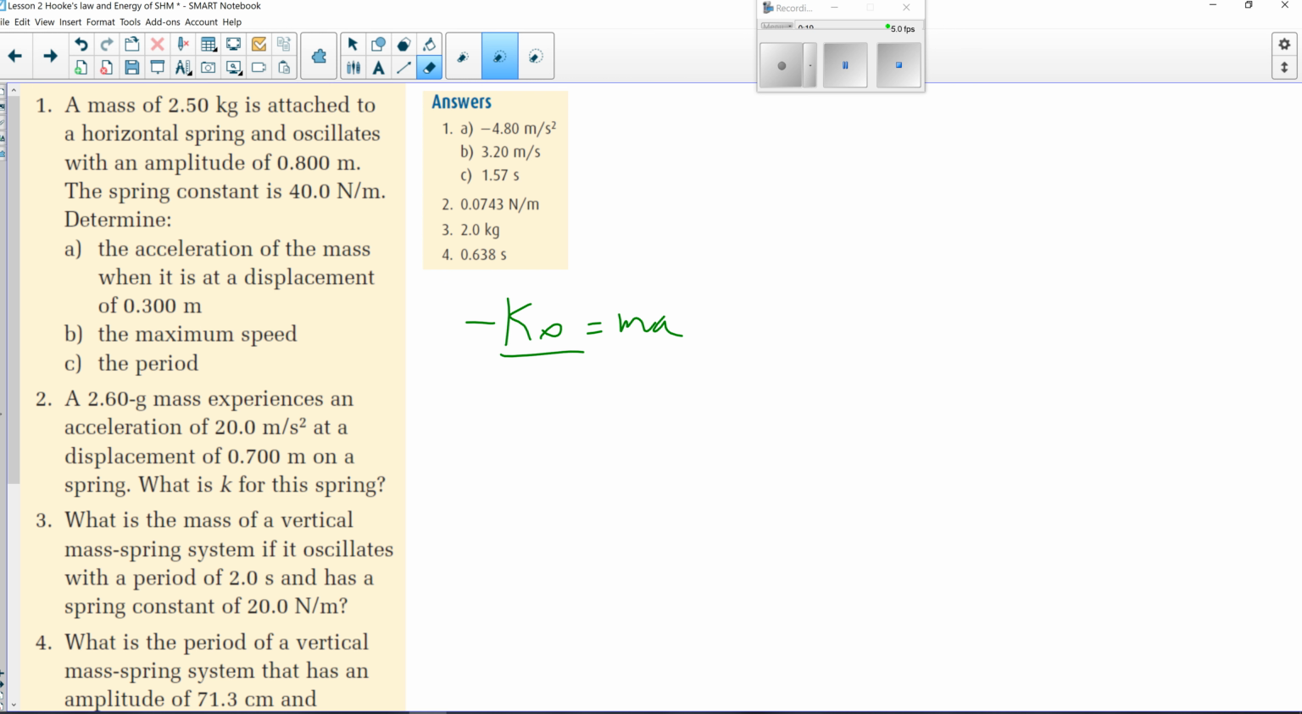Right, and now I'm going to solve for a. So I'm just going to divide both sides by m. Okay, and then plug in my number. So negative 40 times 0.3 divided by 2.5 should give me negative 4.80 meters per second squared. Okay? That needs to be negative because I have to assume that displacement was positive because they didn't give me a direction on it at all. Right? So all I can say is the acceleration at that point is opposite. Opposite would be negative. All right? Everyone okay with A? Okay.